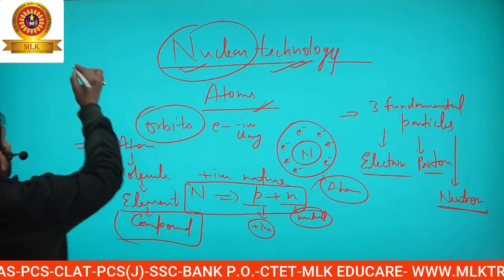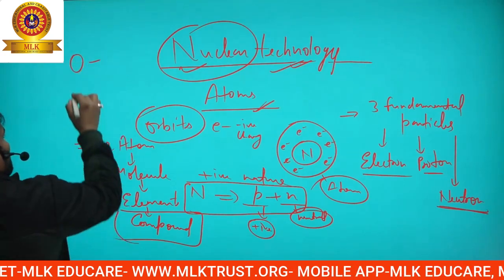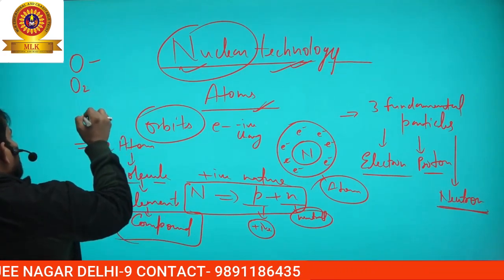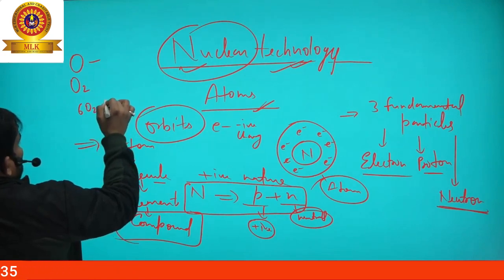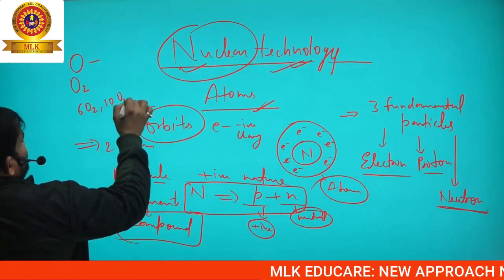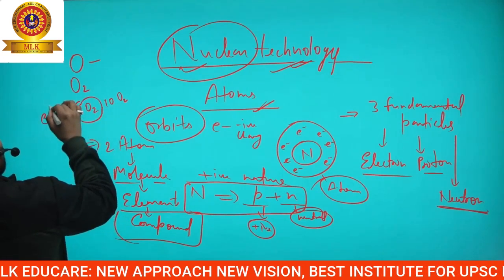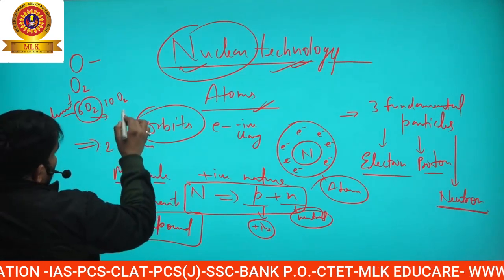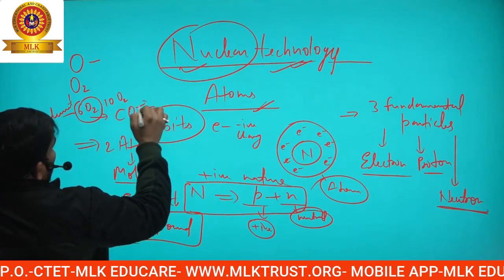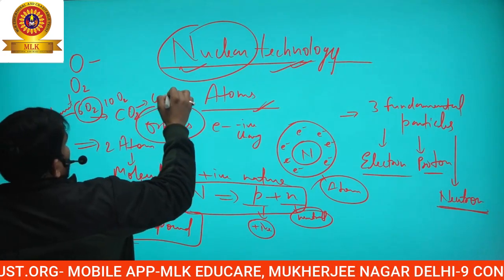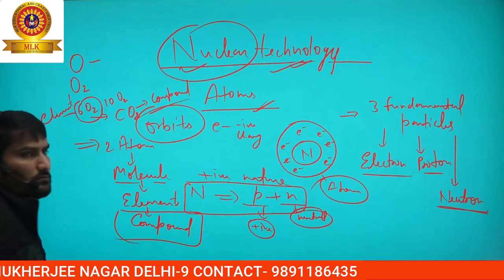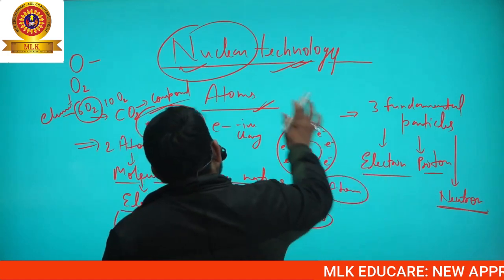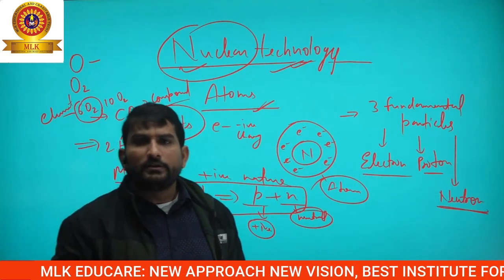Suppose O is an atom of oxygen, and O2 is a molecule of oxygen. For example, 6 CO2, 10 O2, 6 O2, 10 O2. Okay, so this is the element. And when O2 is combined with carbon, two atoms of oxygen form the compound known as carbon dioxide. Okay, so this is the atom. That much is clear.